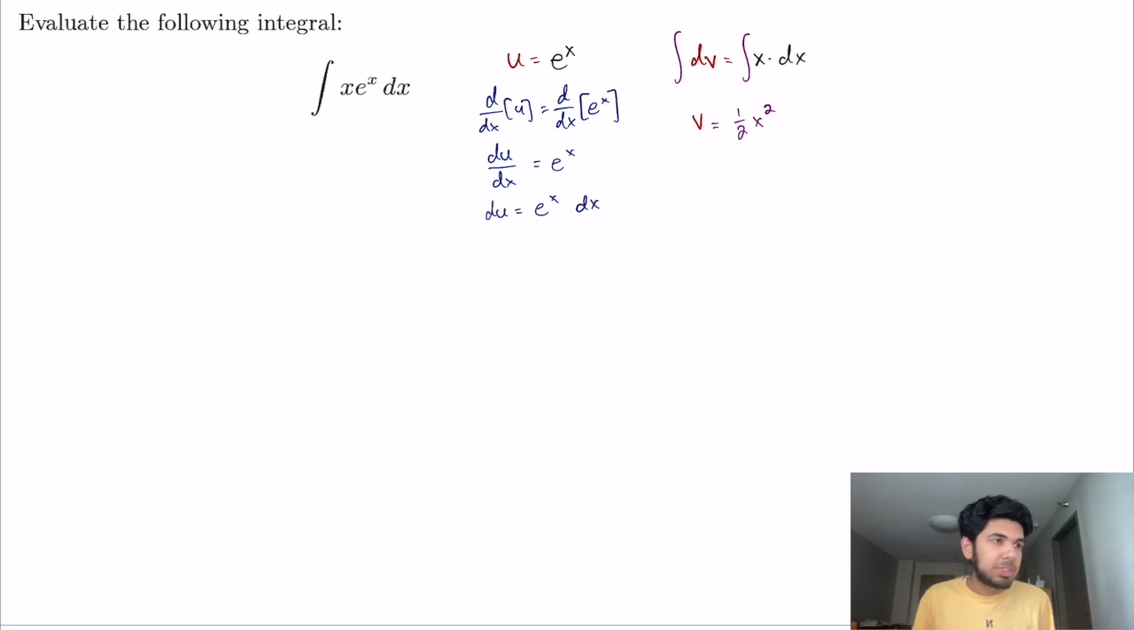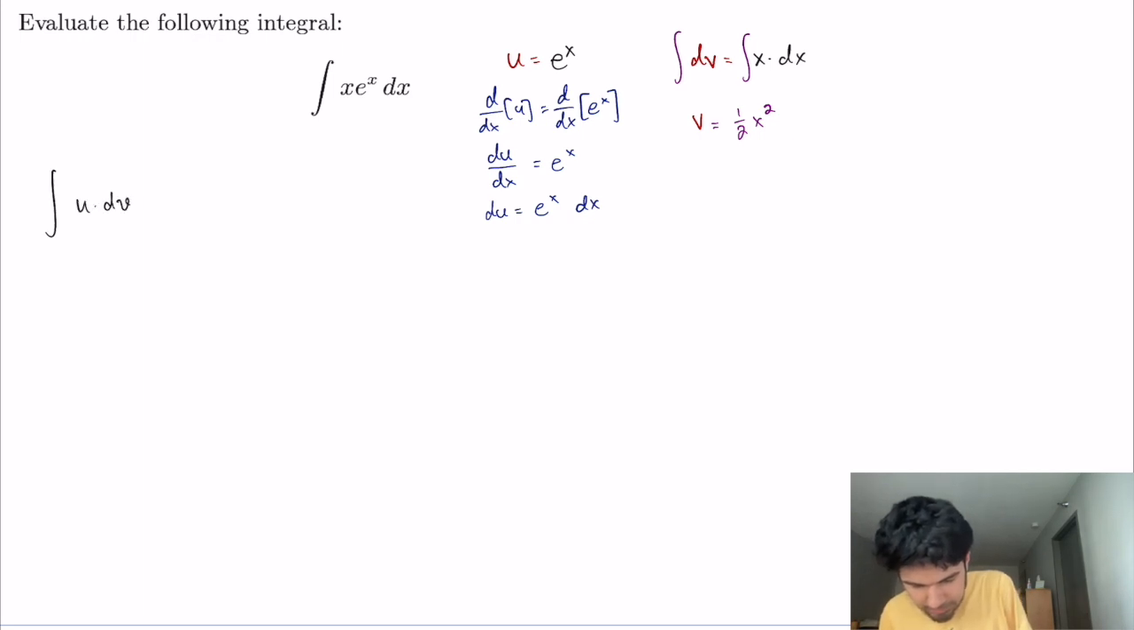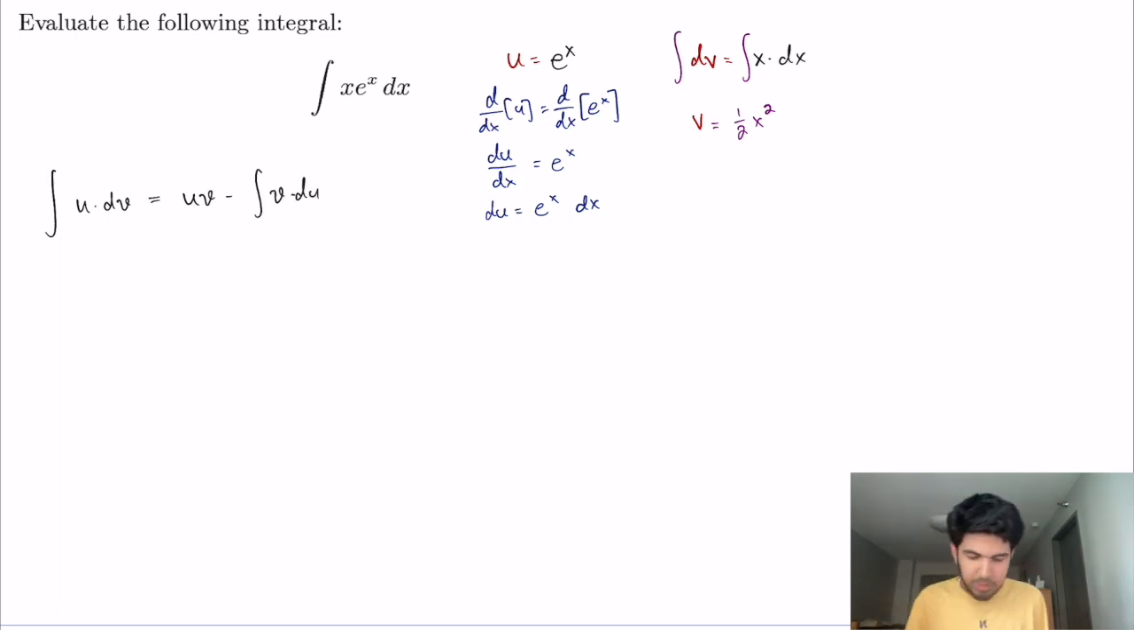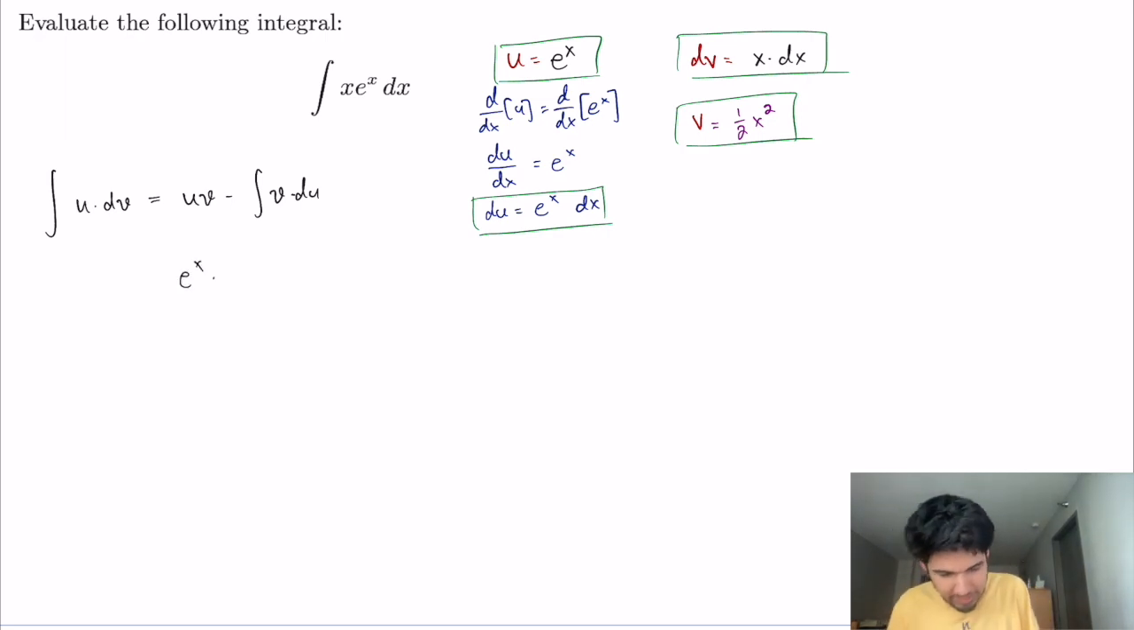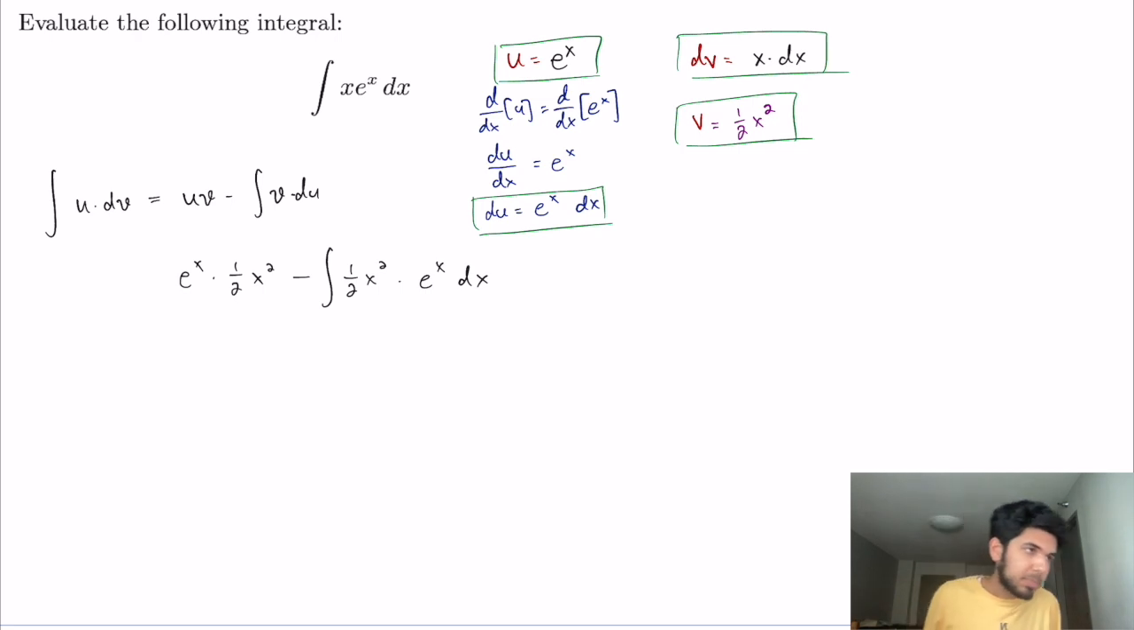Okay, so now we're going to use our equation where integration by parts tells us the integral of u times dv is equal to uv minus the integral of v du. So we have, let me box them in green, and let me erase these integrals. We have all of the variables that we need, we just have to plug them in. So uv will be e to the x times 1/2 x squared, minus the integral, v is 1/2 x squared, times du, e to the x dx. And that's what we're left with.